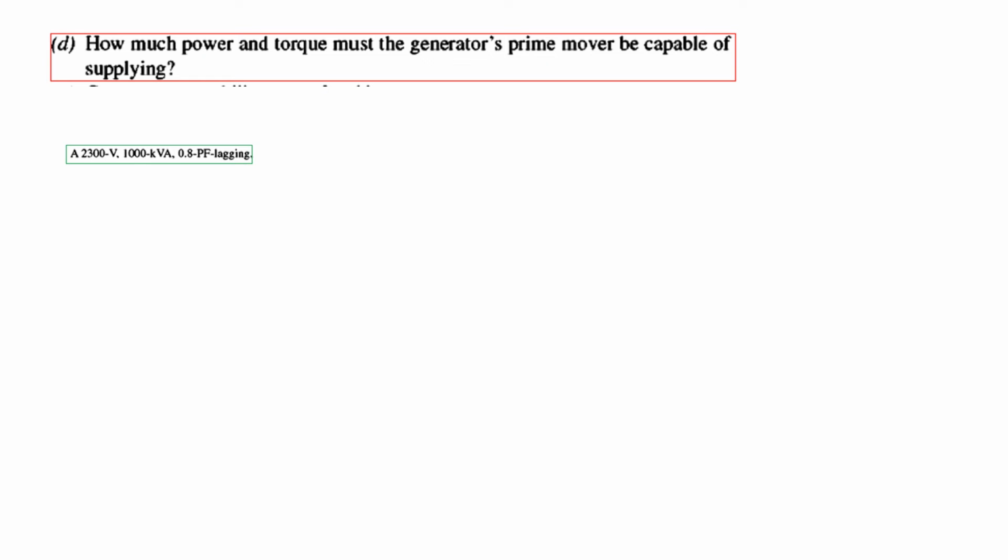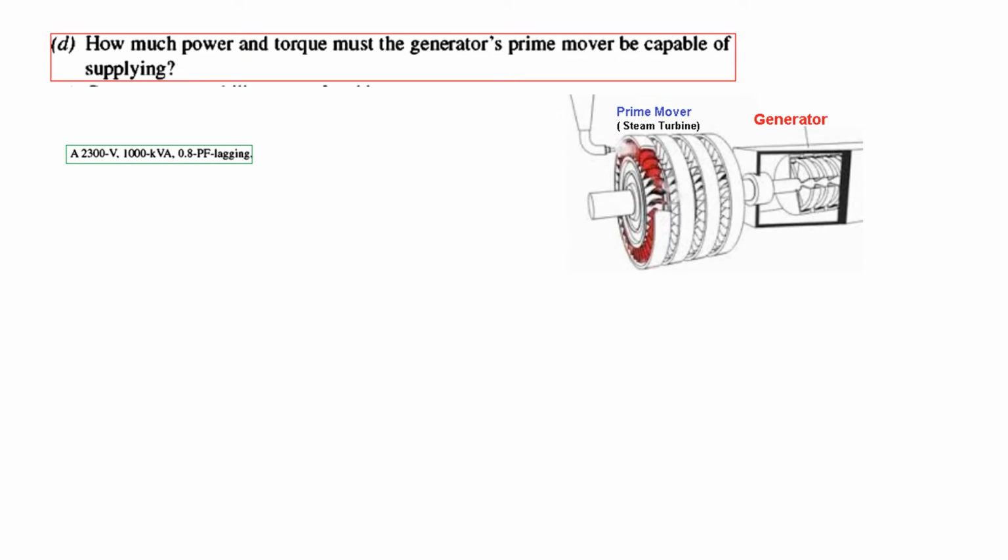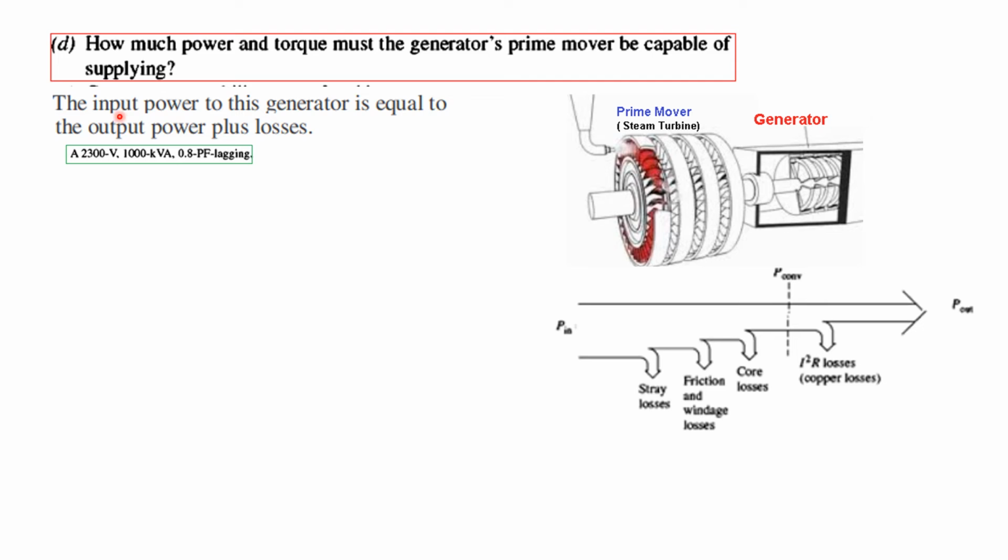Okay, now let's move to question number D. How much power and torque must the generator prime mover be capable of supplying? I'm sure you all have an idea what a prime mover is. If this is the generator, the steam turbine is a prime mover. So we need to find how much torque it will produce and how much power it has to produce to run the generator. Now, the input power to this generator is equal to the output power plus loss. We know from this diagram that the input power is output power plus these losses.